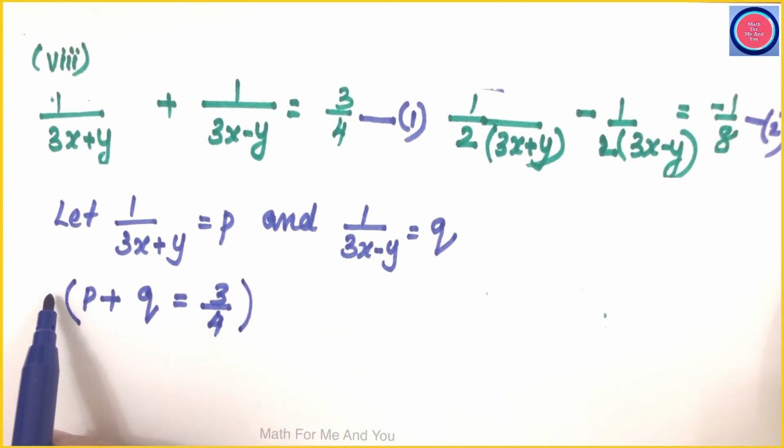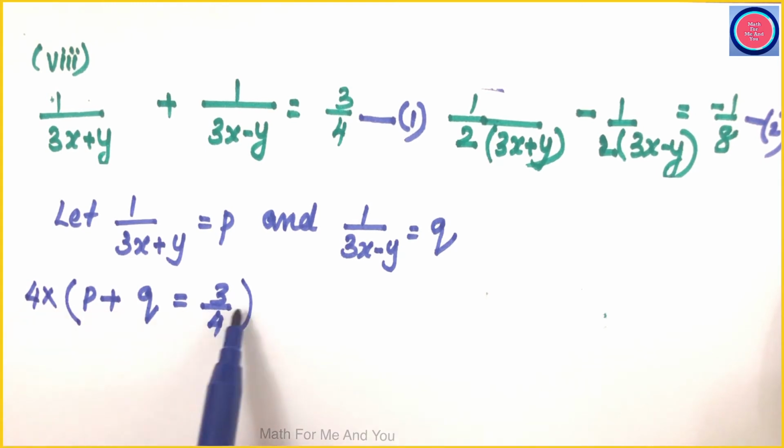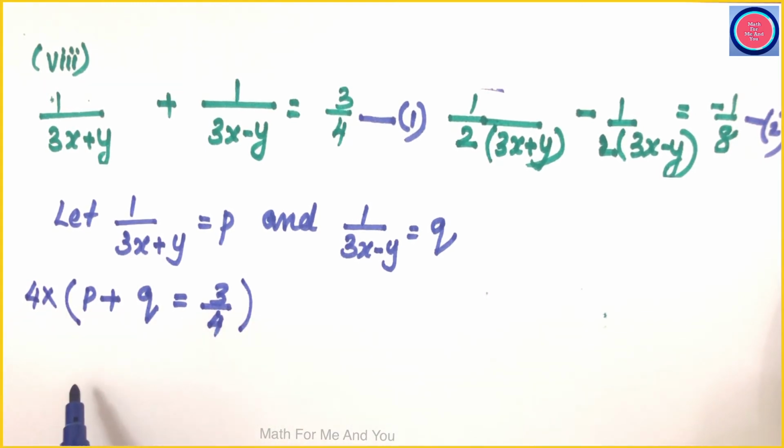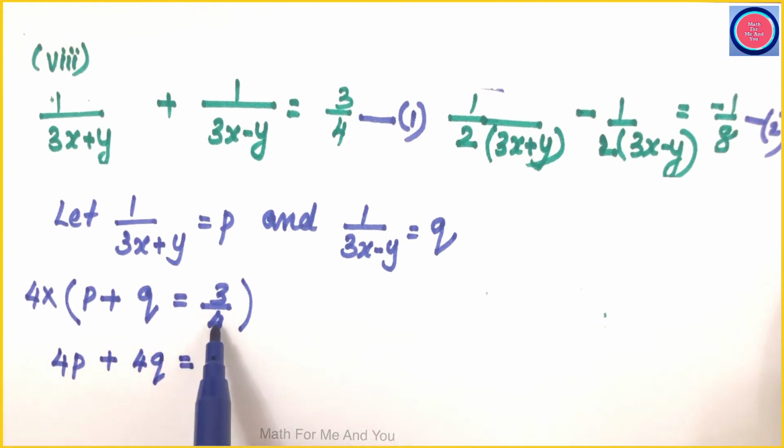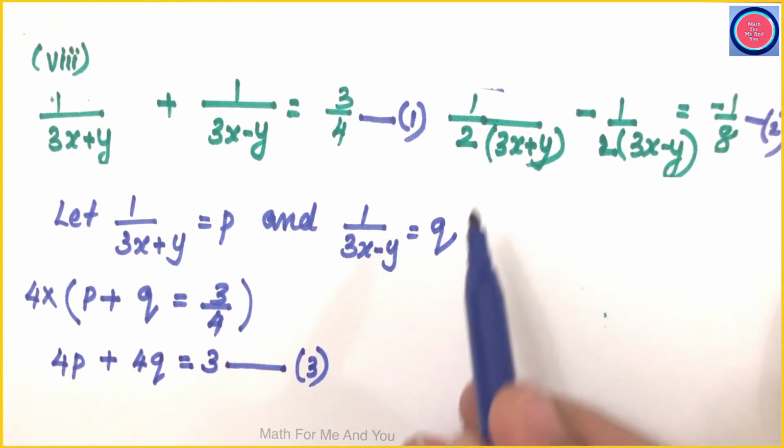Hope you understand why we are multiplying. If we multiply with the 4, we can cancel the denominator. So we multiply this. 4 times p, what is that? It is 4p, plus 4 times q, 4q, equals 4 times 3 over 4. 4 and 4 cancel. We get only 3. See, the equation is now of the form ax plus by equals c.